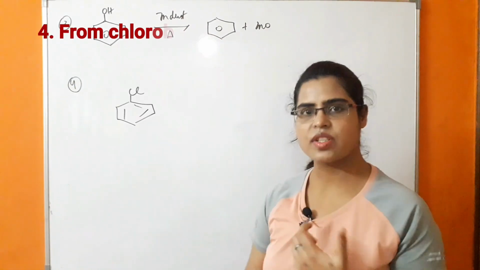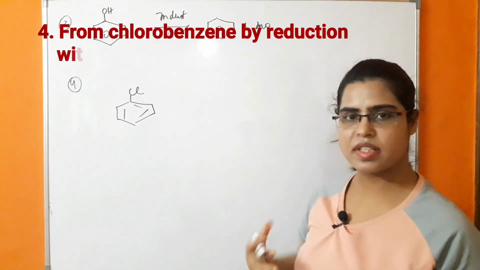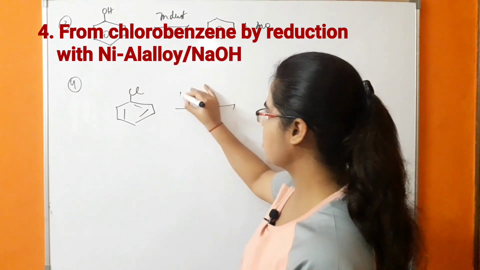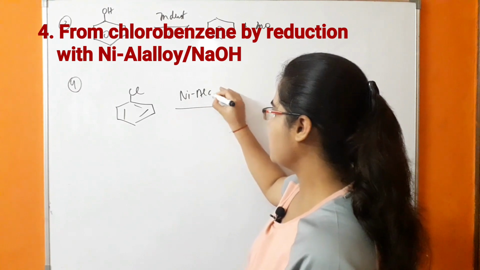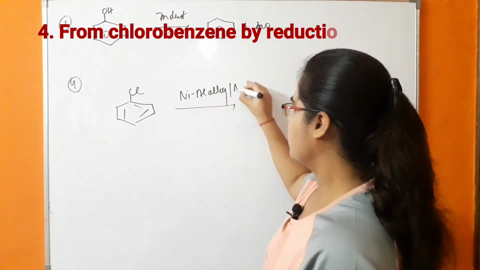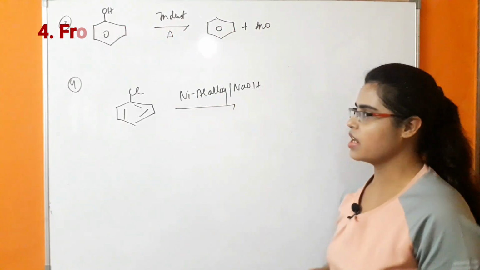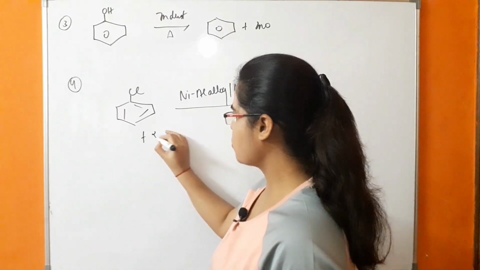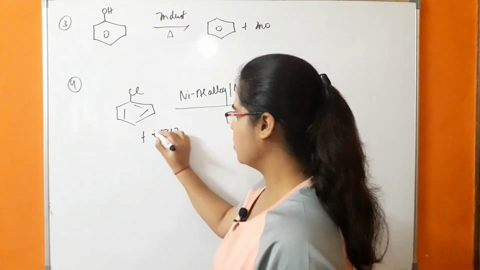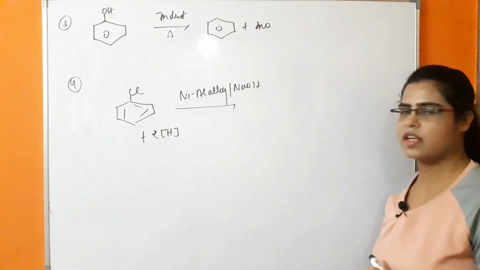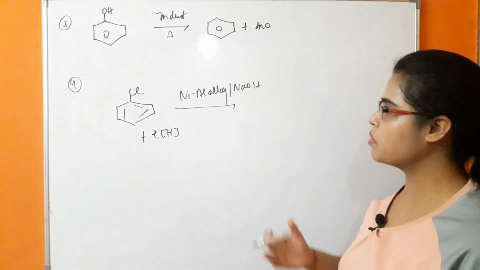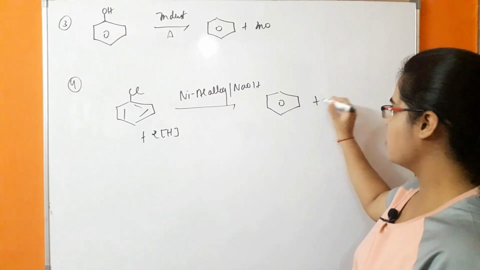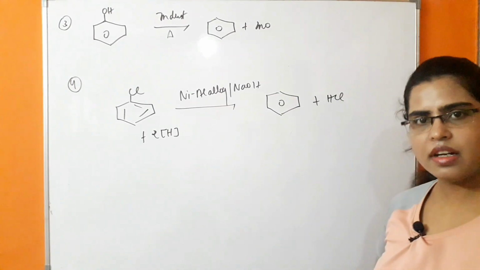Fourth, next is reduction of chlorobenzene. What is happening in this case? This reaction is taking place in the presence of nickel aluminium alloy and NaOH. So what is happening in the presence of nascent hydrogen? These are nascent hydrogen, that is atomic hydrogen. So there will be formation of benzene and removal of HCl.